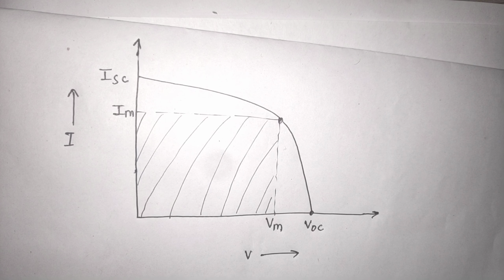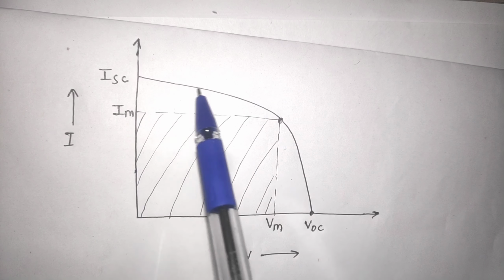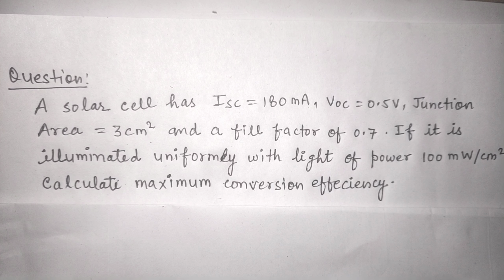If we understand it from the IV characteristic of a solar cell, here is the current and here is the voltage. VOC is the maximum possible voltage in the solar cell, and ISC is the maximum possible current in the solar cell. VM is the maximum voltage at which maximum power will be generated. Now let us solve our question.